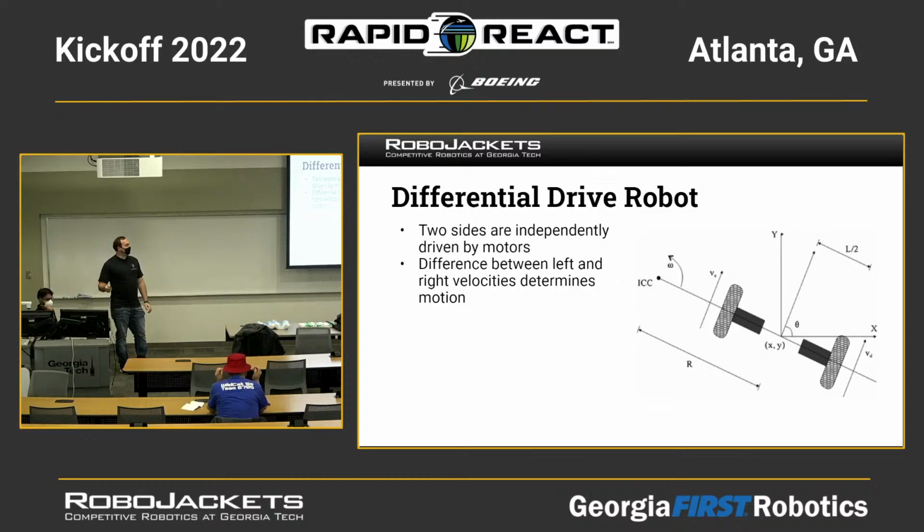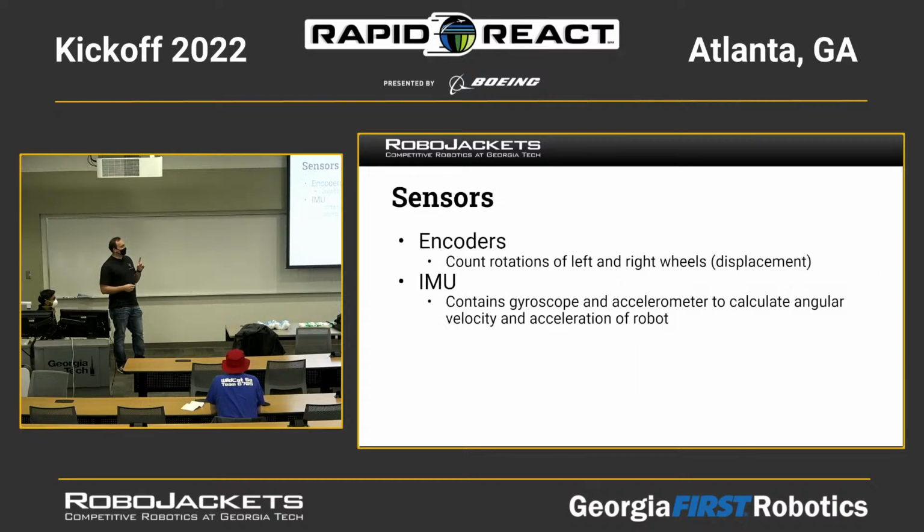So we have our differential drive robot. So this is the representation of that. And what we tend to get is velocities in both the left wheel and the right wheel. These are driven independently. And using those two in some equations, we can figure out how we're moving in the XY plane. But there's some slight issues.